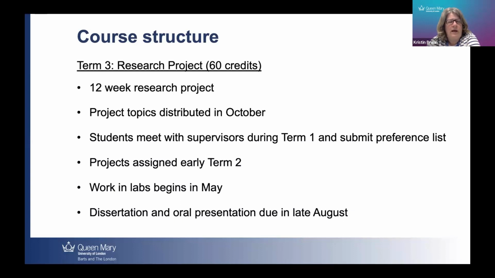Students then begin working in the lab in May, and their dissertation and their oral presentation at the end of the projects are due in late August. So it really is a full year course going from September through to the end of August.